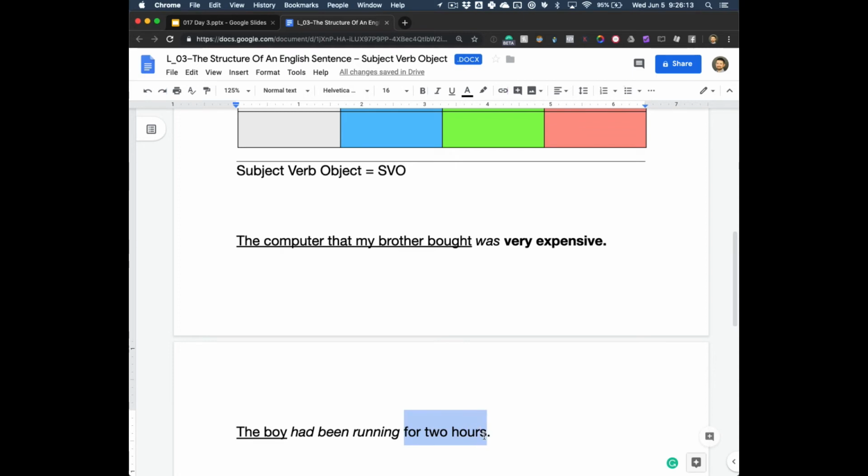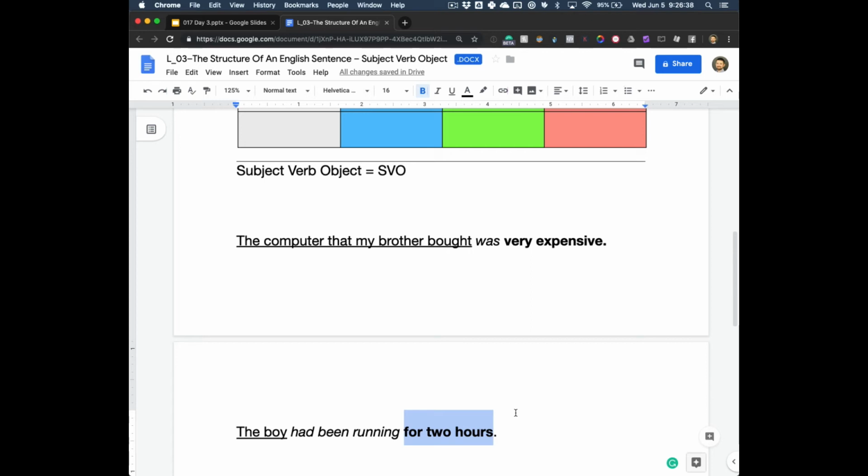For two hours. There we go. That's our object. And the objects can be more nouns, they can be adjectives, they can be adverbs, they can be a bunch of different things. Okay, there you go. One, two, three. Yeah. Got it? Sure. This is the foundation. Yeah, three words make one verb.